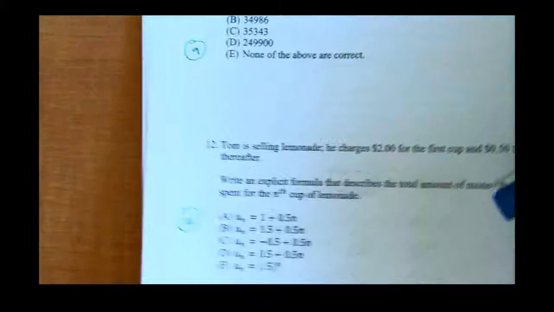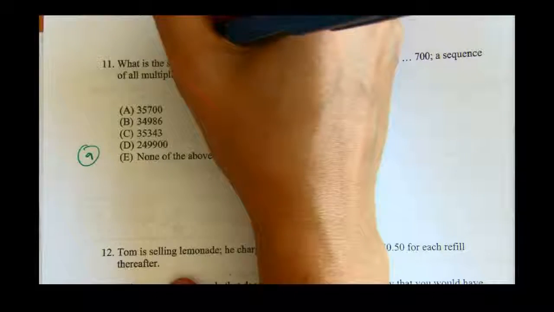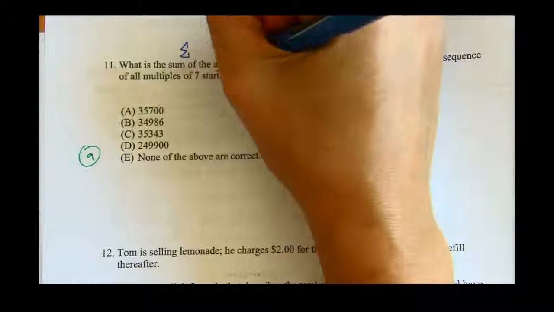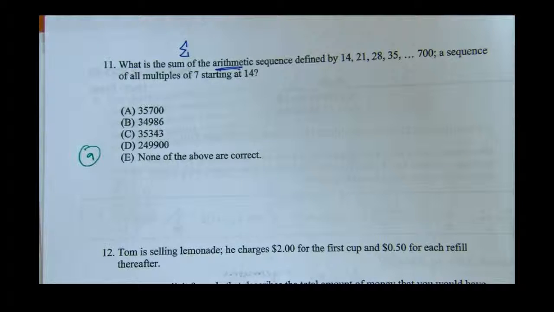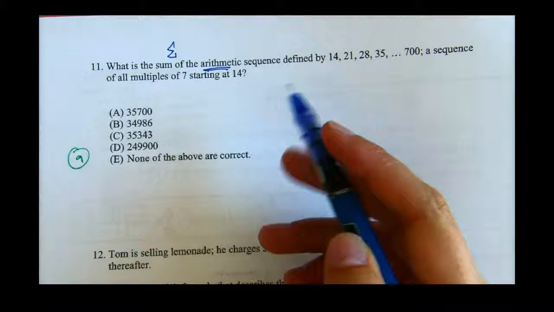Number 11, which is number 9 in the makeup exam. What is the sum, so I'm finding the sum, of the arithmetic sequence defined by 14, 21, 28, 35, all the way up to 700. And I'm told that this is a sequence of all multiples of 7 starting at 14.